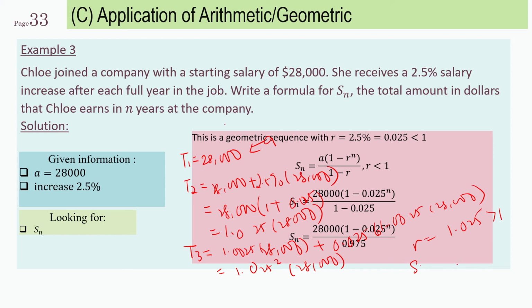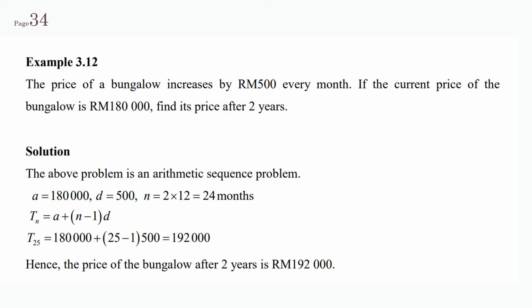Actually, this answer is wrong. Sn equals 28,000 times, r is 1.025, power of n minus 1, over 1.025 minus 1. Okay, so this is our Sn. Okay, then we look at our example 3.12.